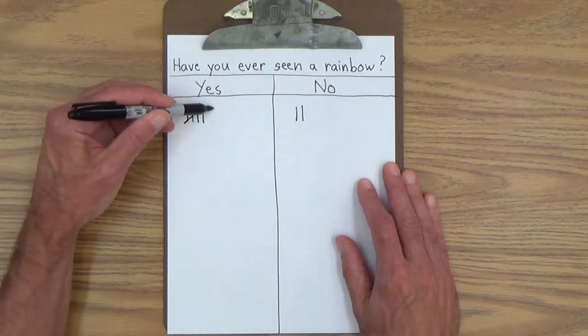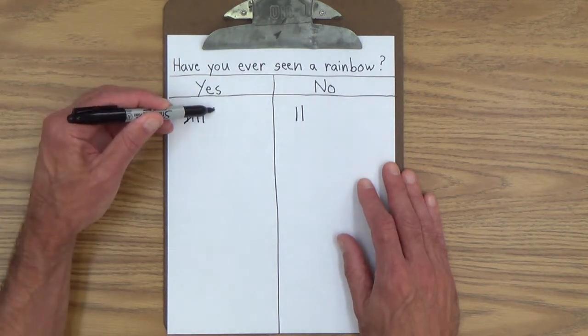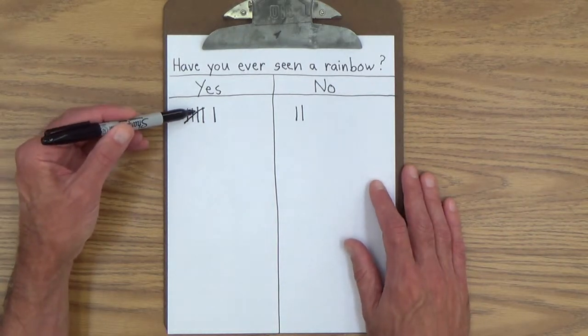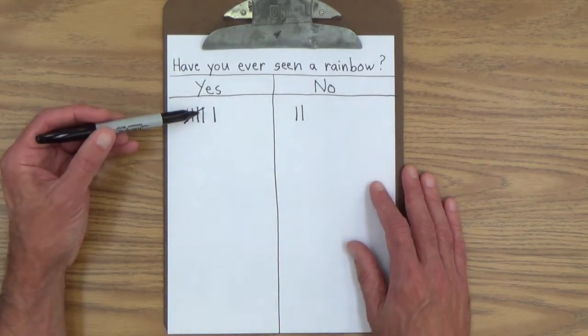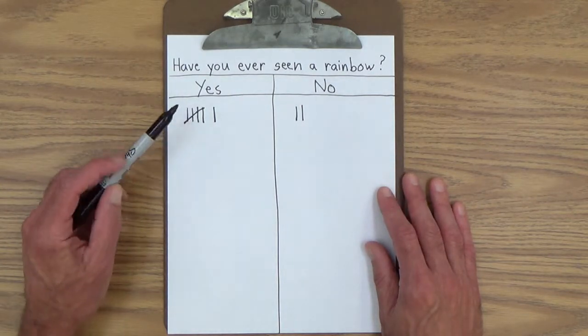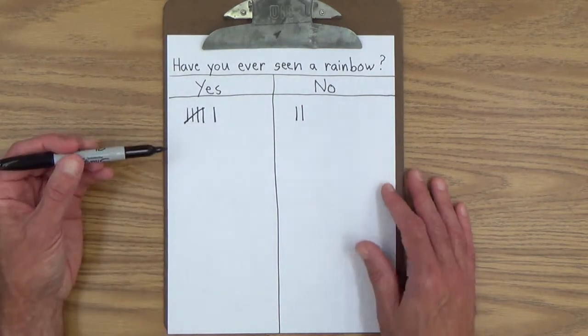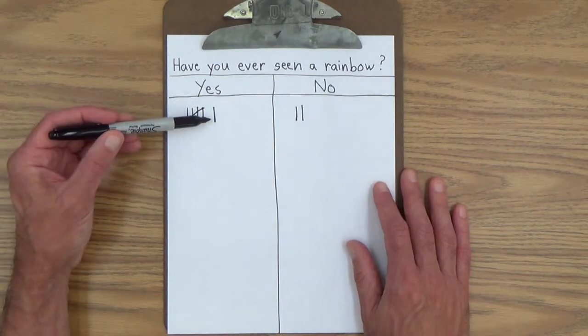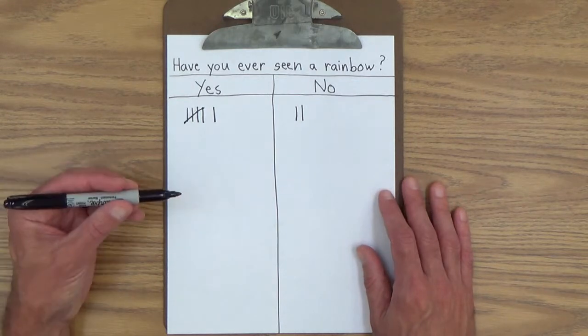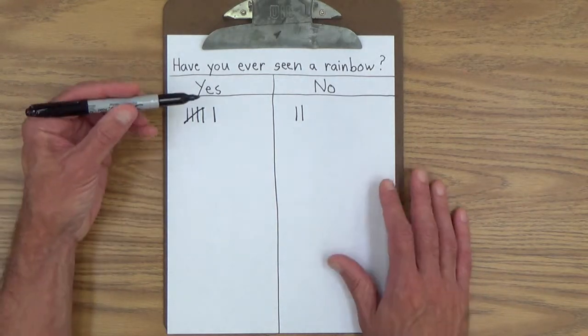So let's see, I said 3. I hope this was right, and I started with 3. So it would look like that. You have to bundle these in 5s. So far, looking there, we can see that we've asked 5, 6, 7, 8 people this question. 6 have said yes, 2 have said no, and of course this can keep on going.